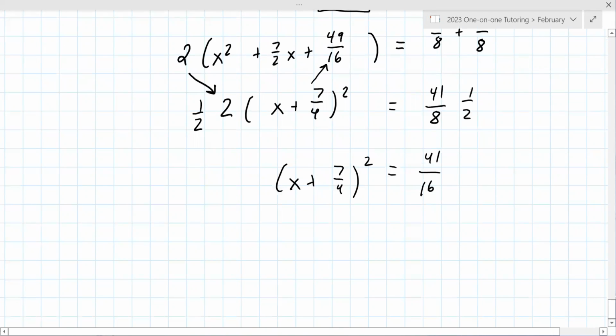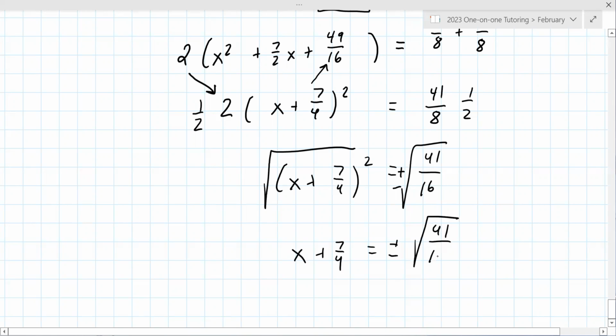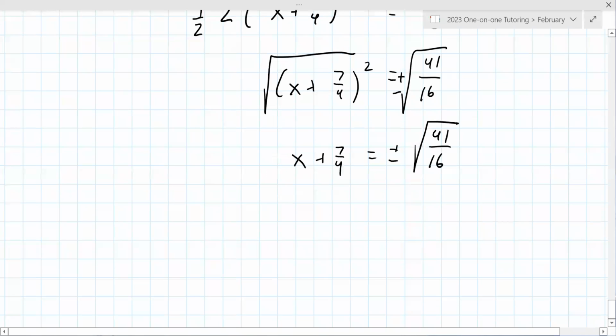It's like walking instead of driving. It's like, why would I ever do that? But because they tell you to do it, you do it. So now you take a square root of both sides, plus or minus. So it's x plus 7/4 equals plus or minus the square root of 41/16. You're supposed to realize that you can reduce the square root. It's the square root of the top and bottom. The square root of 41 is unknown, but the square root of 16 is 4.